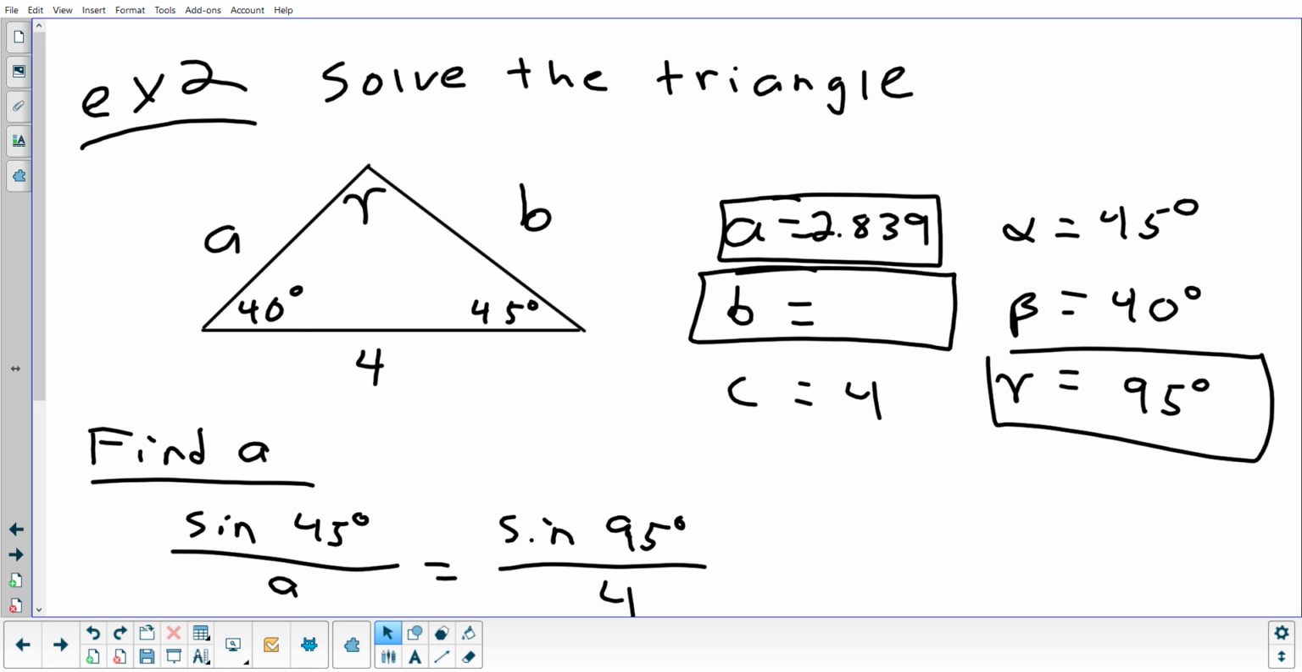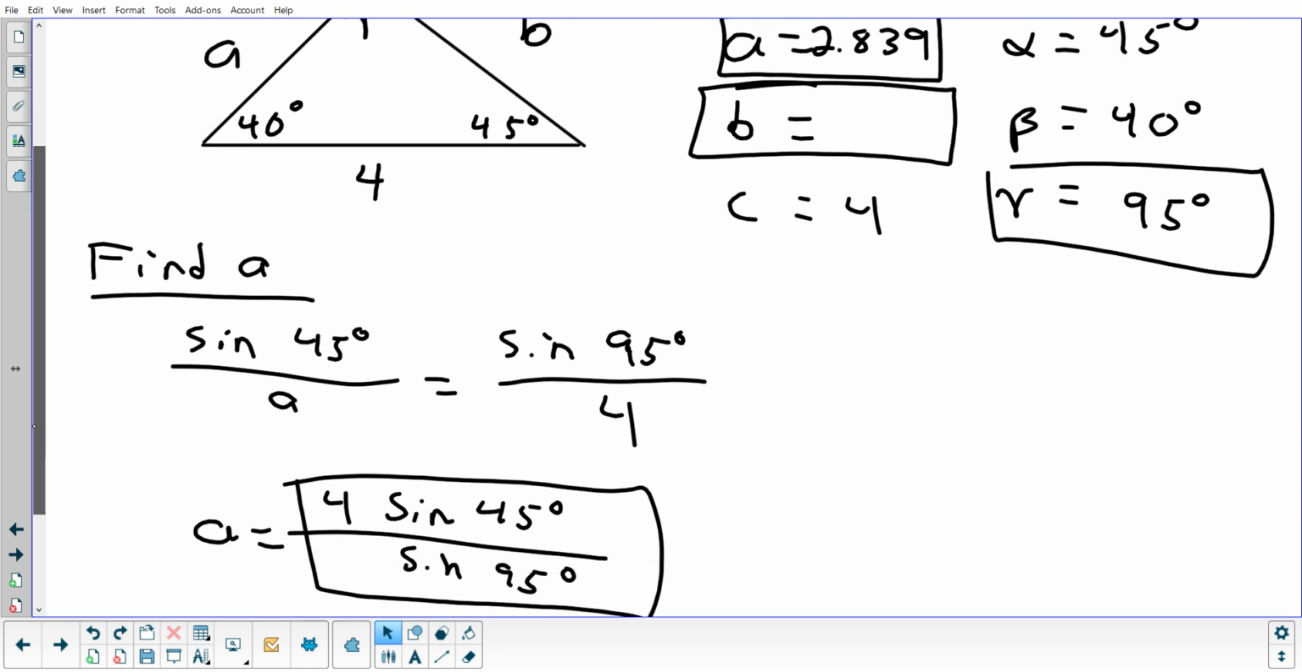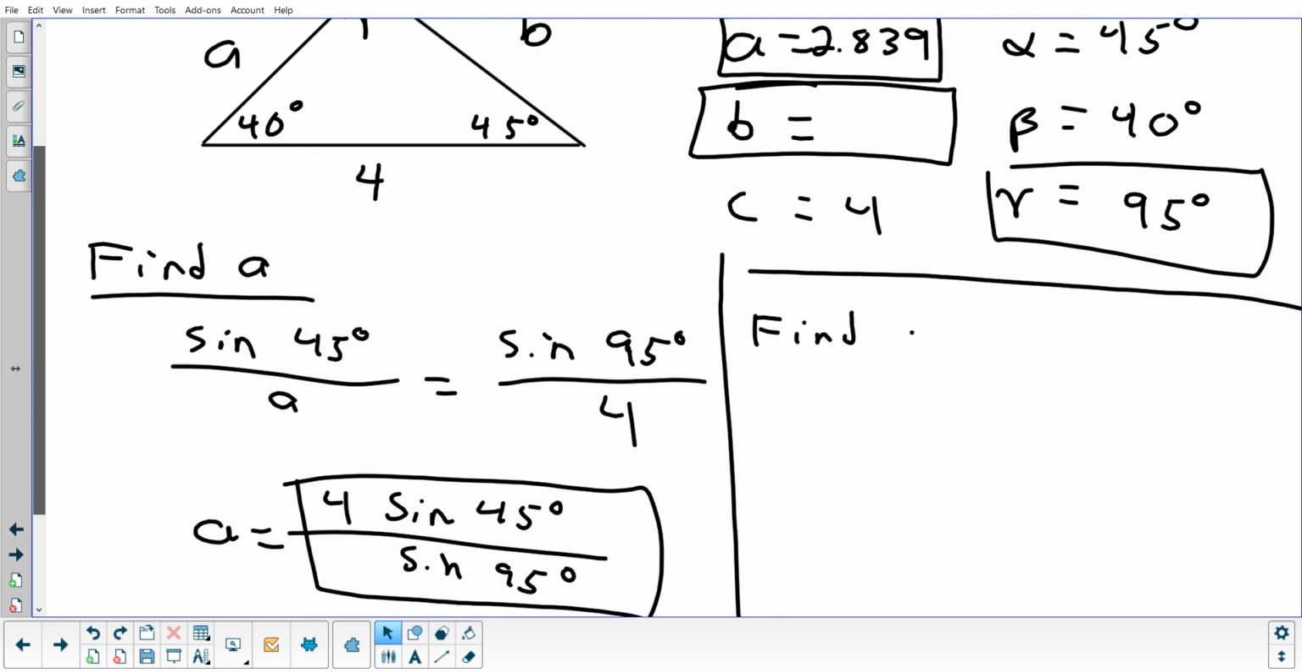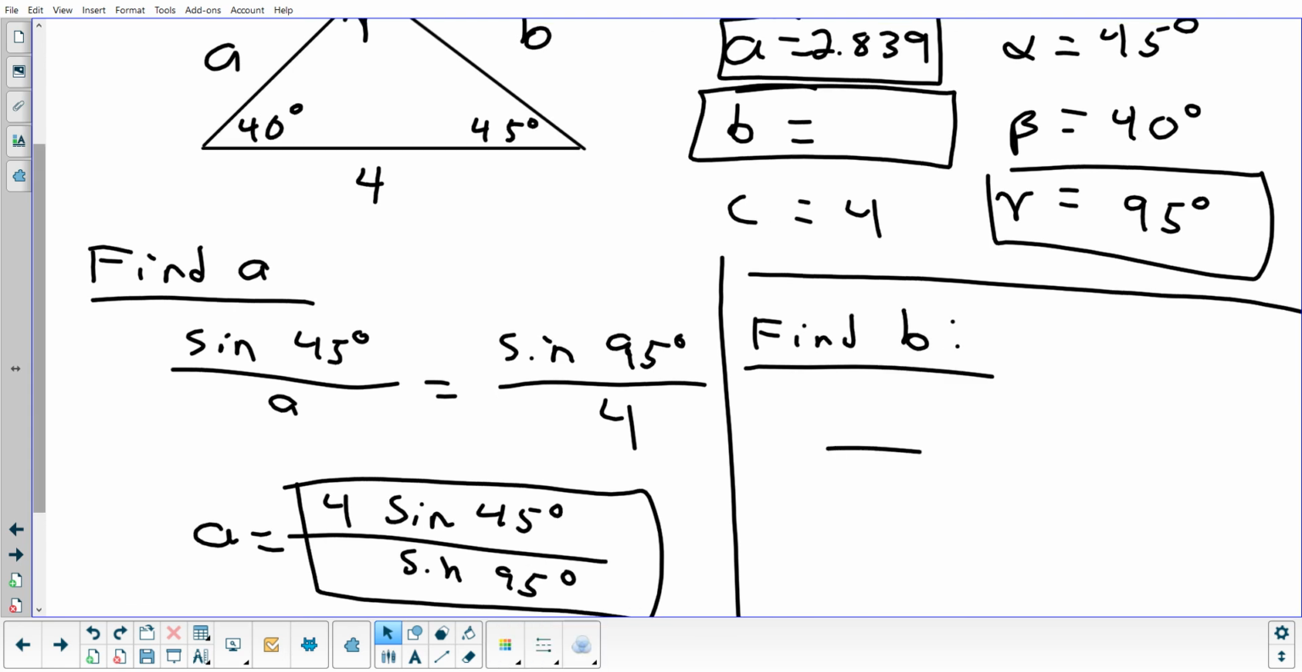All right, how about Pythagorean Theorem to finish this off and get B? Can we do it? Couple people, Jake, how come? It's not a 90-degree triangle. We don't have a 90-degree angle. If you use Pythagorean Theorem for B, you'll be close, because gamma is close to 90, but close is still wrong. So don't use Pythagorean Theorem. All right, let's put it right over here. Find B.